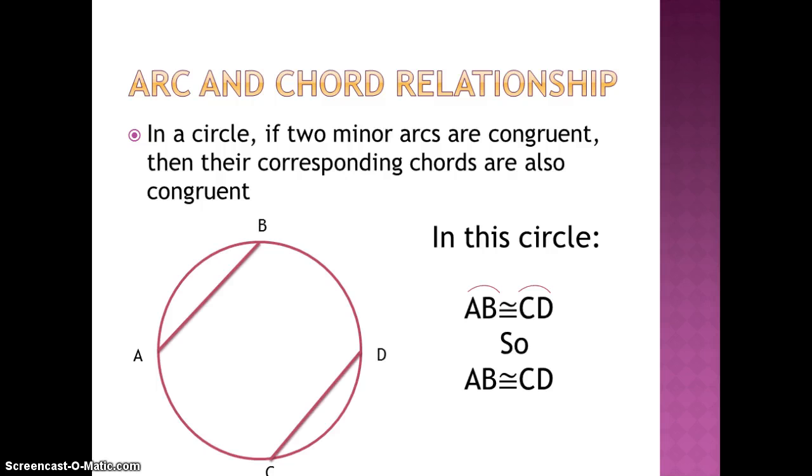Arc and chord relationship. In a circle, if two minor arcs are congruent, then their corresponding chords are also congruent. So in this circle, if arc AB is congruent to arc CD, then AB, the chord, is congruent to CD, the chord.